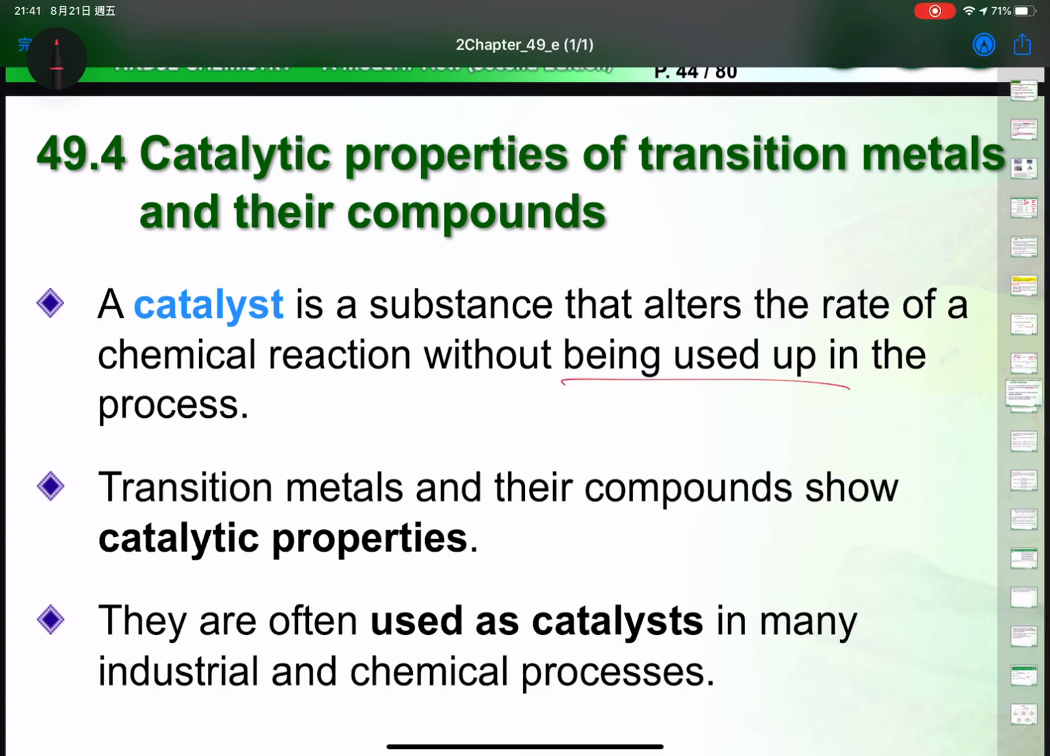This is the reason why they are using catalysts. But using the catalyst, it is not actually used up. They are just like a helper to speed up the reaction. So catalysts are often used in industrial and chemical processes.